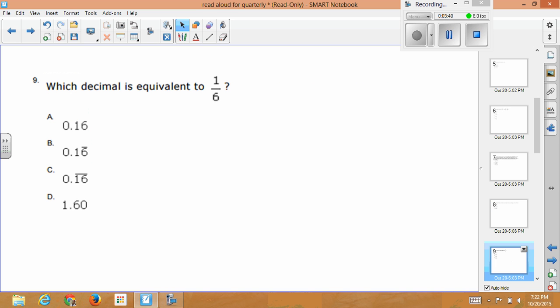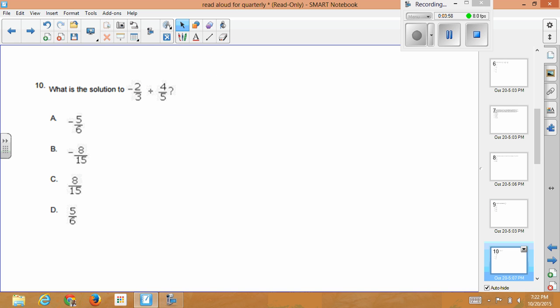Number 9. Which decimal is equivalent to 1/6? 16 hundredths, 0.16 repeating, 1.60.